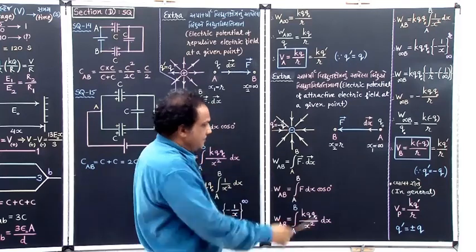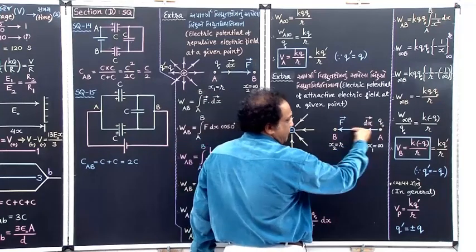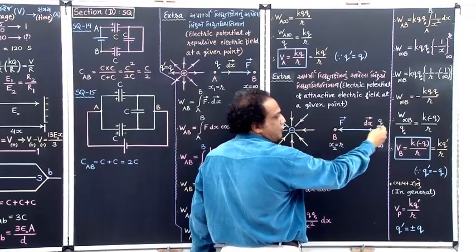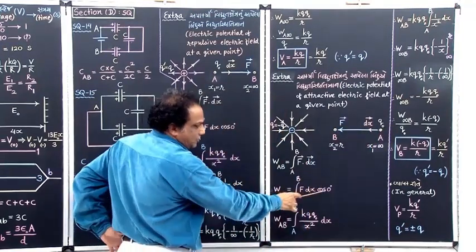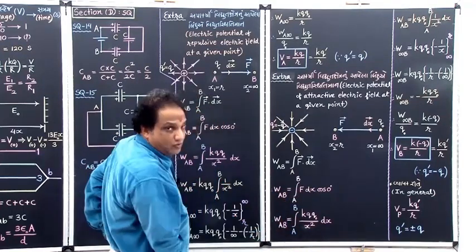What is theta right now? Angle between electric force and displacement. The angle between electric force and displacement will be 0 because both the vectors are right now pointing in the same direction. Fine. Now cos 0 is 1, dx as it is, and the magnitude of electric force is given by Coulomb's law.